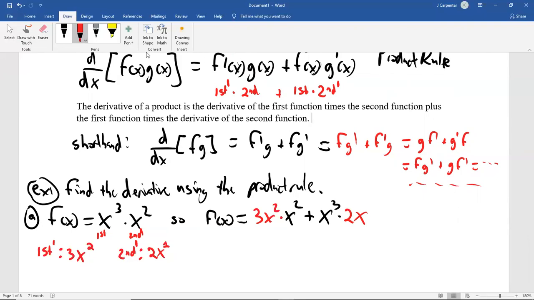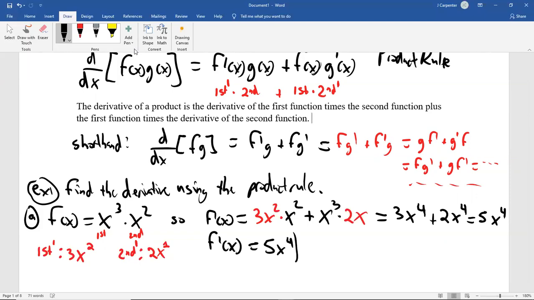But this is able to be cleaned up, so we should absolutely clean this up. I'm just going to stick the black now. So 3x squared times x squared, that's 3x to the fourth, and plus x cubed times 2x, well, x cubed times x is x to the fourth, so that's 2x to the fourth. And what we end up here with is something that has like terms, x to the fourth, x to the fourth, so we add the numbers in front. 3 plus 2 is 5. So we get 5x to the fourth. So our final answer, f prime of x, is 5 times x to the fourth.